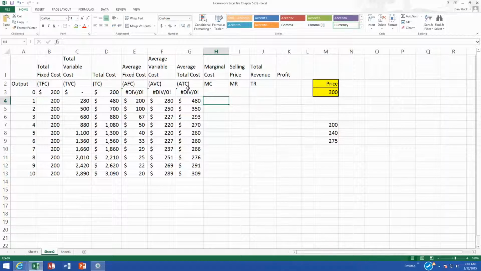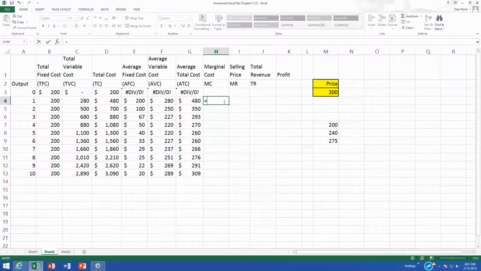So at 0 output, I don't have a marginal cost because there's nothing before 0. But between 0 and 1, what's the marginal cost to create this first unit of output? What's the change in the total cost? So it goes from 200 to 480. So I know the marginal cost there is 280, right?